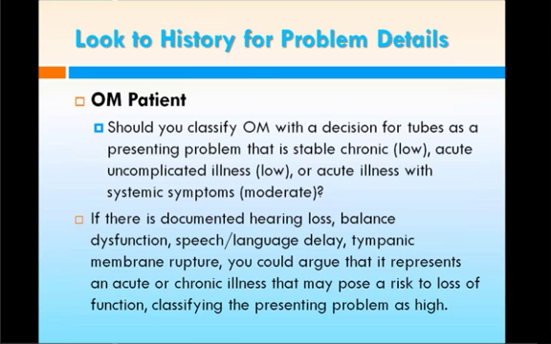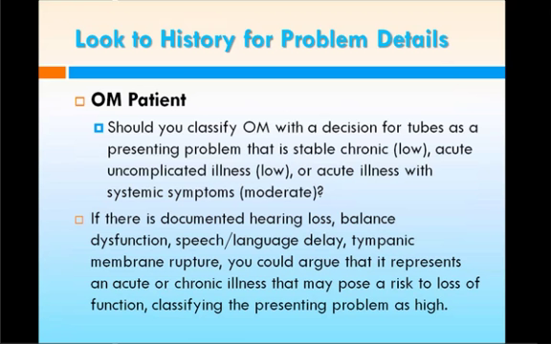And you're going to have to look for more details in order to figure out something like otitis media with a surgery where it's going to be. The history that the staff and ENT document will be important. If there's documented hearing loss, balance dysfunction, speech-language delay, tympanic membrane rupture, you could argue that it represents an acute or chronic illness that may pose a risk to loss of function, classifying the presenting problem as high.